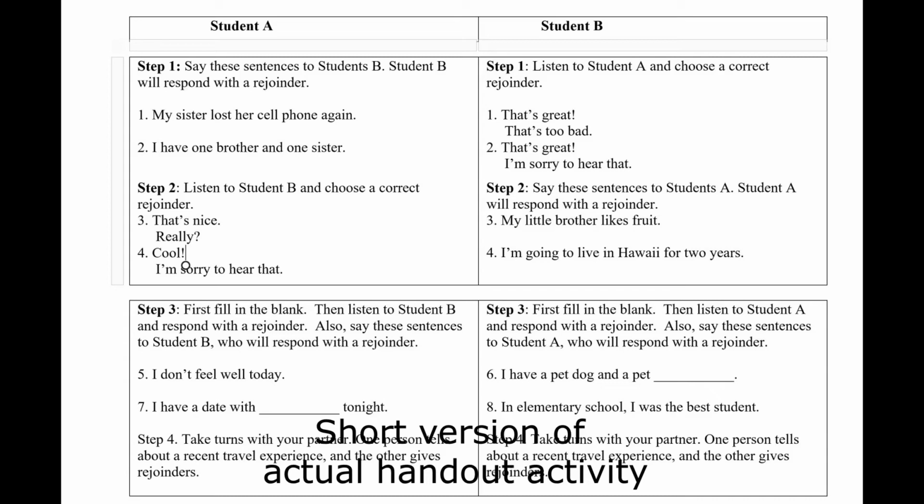Steps 1 and 2 are controlled, with items given to the students. Look at item 1. Student A reads, "My sister lost her cell phone again." And then B has to choose, can say, "That's great," or "That's too bad." This is what I mean by controlled. In step 2, the roles are reversed, with B reading a statement and A choosing. Then in step 3, it's more freeform, in which students apply what they learned in steps 1 and 2.